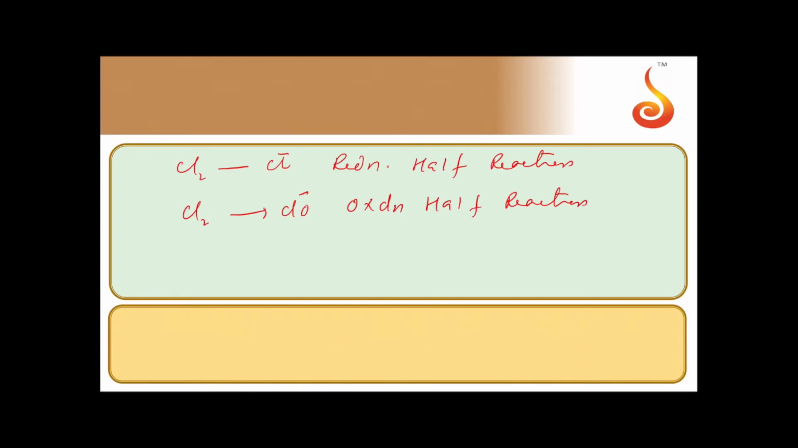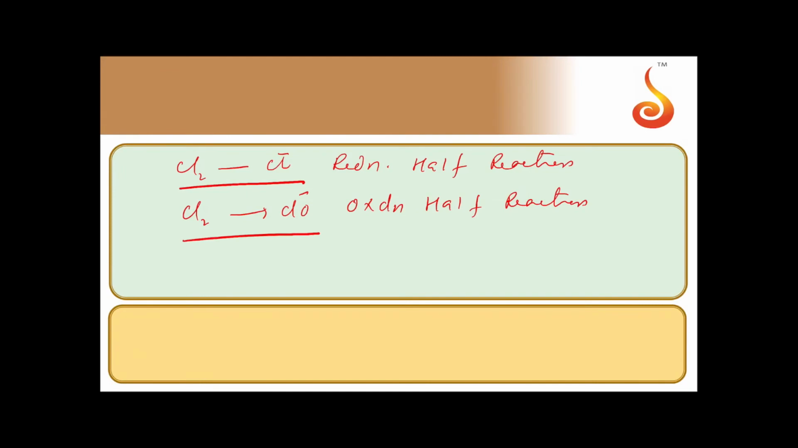So if the sum of the potentials of these two half reactions is a positive value, then we can say that the overall reaction takes place. So we need to add the reduction potential of Cl2 giving rise to Cl minus and the oxidation potential of Cl2 giving rise to ClO minus. Both the values we need to take.